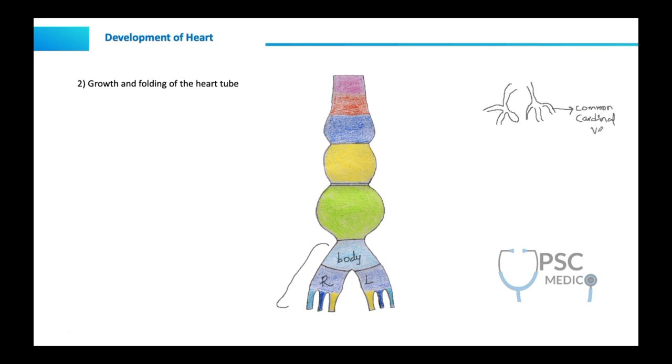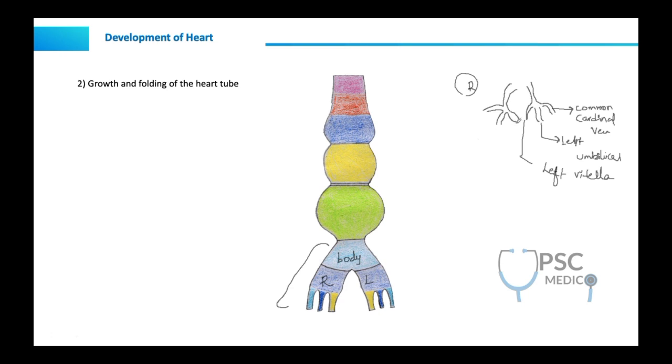Left common cardinal vein, and we also have left umbilical vein, and we also have left vitelline vein. So what are the three important veins that open into the left horn of the sinus venosus? It's common cardinal vein, umbilical vein, and vitelline vein. The same thing is on the right side. You have right common cardinal vein, right umbilical vein, and right vitelline vein.